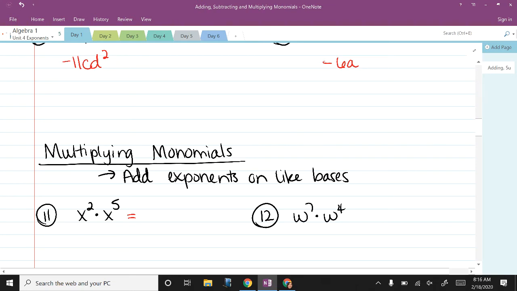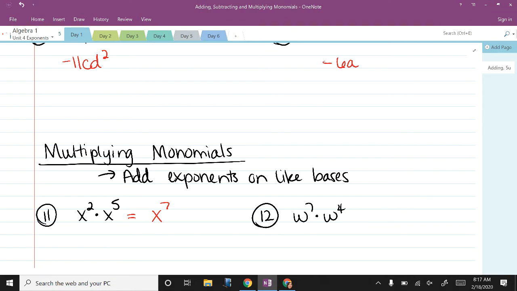It's mathematically incorrect. Okay? So x squared times x to the 5th power, we're multiplying two monomials. That's a monomial, that's a monomial. They have the same base. What's the rule say to do? Add the exponents. What's 2 plus 5? 7. So the answer is x to the 7th power. That's it. Easy peasy, y'all.